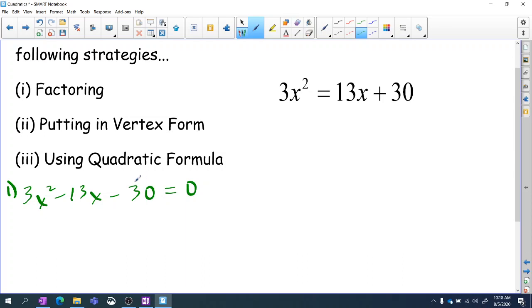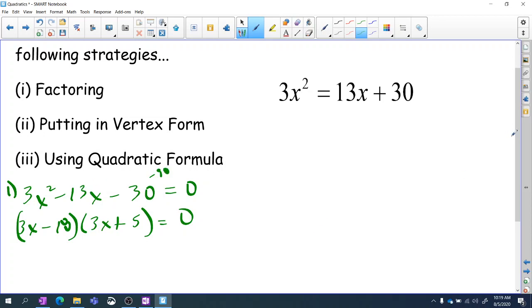And those two numbers are 18 and 5, I believe. Yes, 18 and 5 will work. So it's a hard trinomial, so I'm going to go 3x, take away 18, 3x plus 5 equals 0. Negative 18 times 5 is your negative 90. Add those, you get your minus 13.